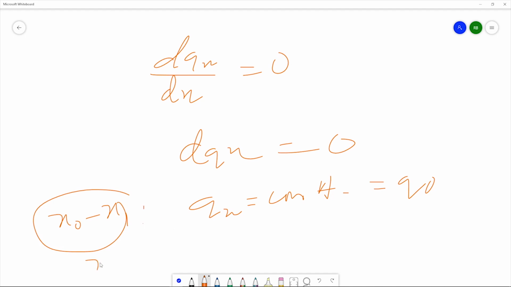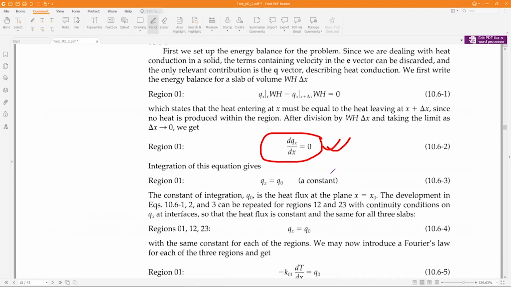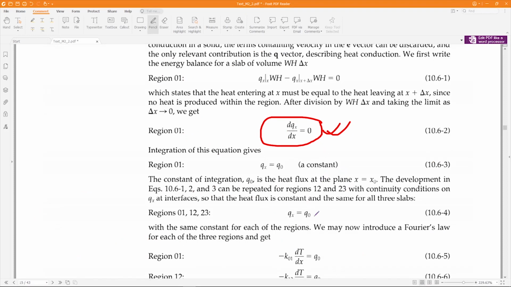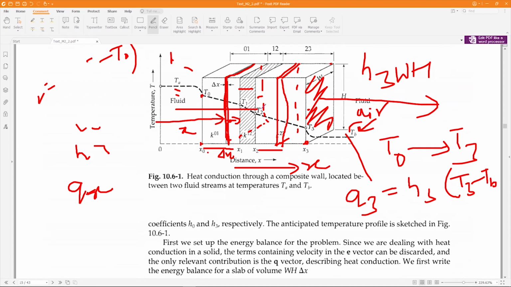Again, integrate for the region x1 to x2. This is region 2. You'll again get Qx is equal to constant, right? Again, integrate for region x2 to x3. Then again, you will get Qx is equal to constant, right? So for all the regions, you have got Qx equal to constant. That means Qx is equal to Q naught. So for all the regions, it is the same.